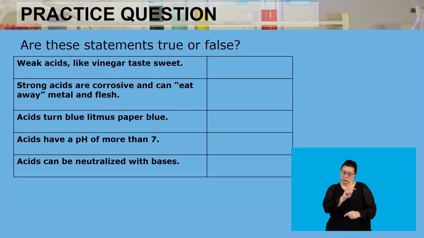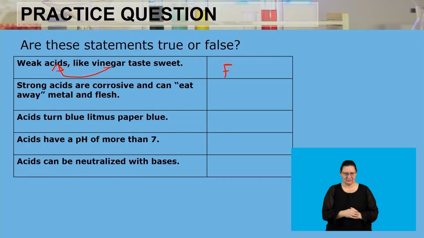Now, next question. So we are asked, are these statements true or false? Question 1, weak acids like vinegar, they taste sweet. So we do know that the properties of acids are that all acids taste sour, and all bases taste bitter. So therefore, if vinegar is an acid, by definition, it can't taste sweet. It needs to taste sour. So therefore, this statement is false because the properties of acids tell us that acids taste sour. And because this is an acid, it needs to taste sour as well. So it can't be sweet.